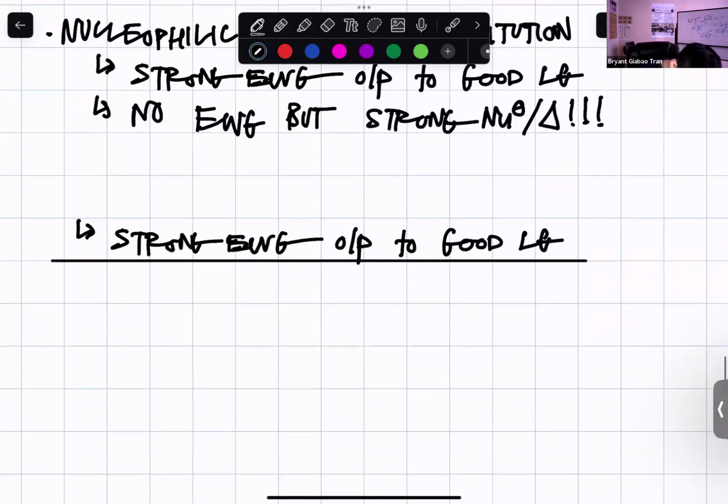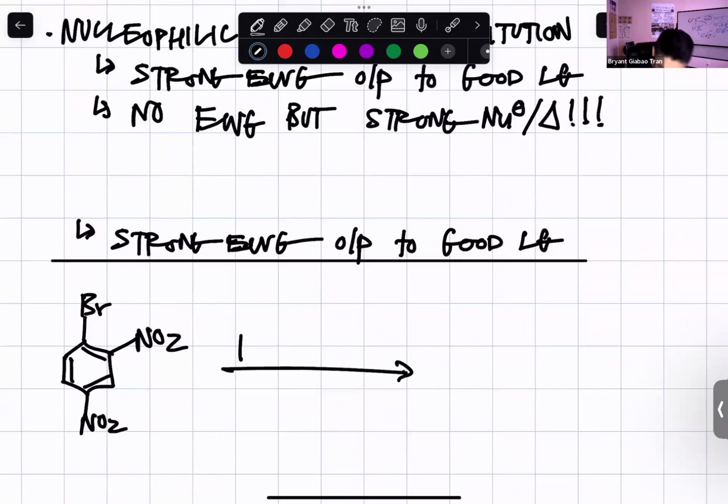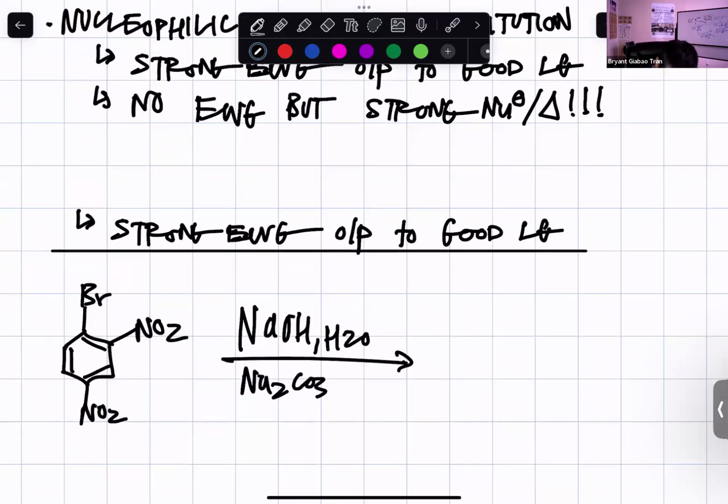Let's say that we have this benzene ring here, and we have a good leaving group like this. And let's say that we have strong EWG like NO2 ortho or para to it, and we react it with NaOH, water, and let's say bicarbonate. What that's gonna do is that's gonna substitute the bromine with the alcohol.